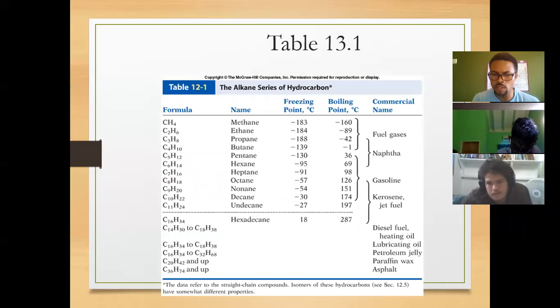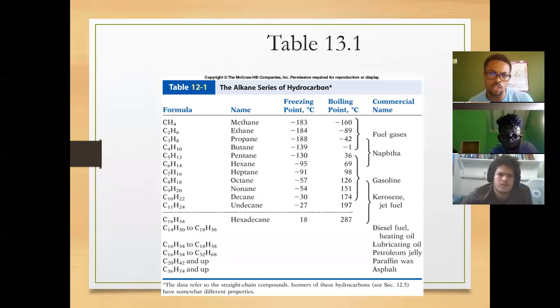One of the characteristics: as the number of carbons increases, what would change? Number of hydrogens. Right, that's true, but we're looking at a physical property. As the number of carbons increases, and you can observe it here, what changes? The boiling point. Right, that's correct. The boiling point is going to change. Why is that?